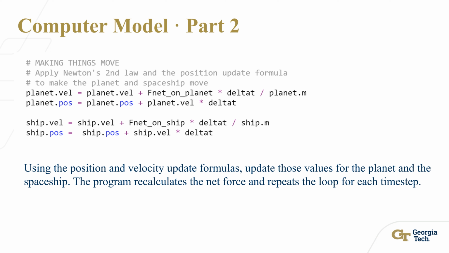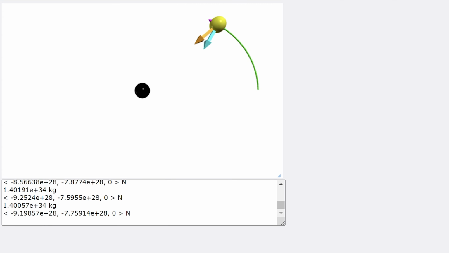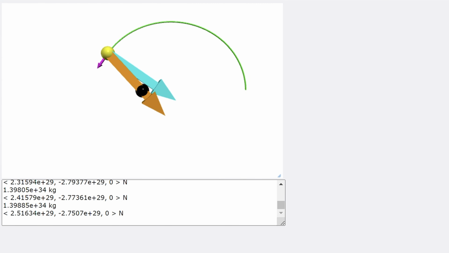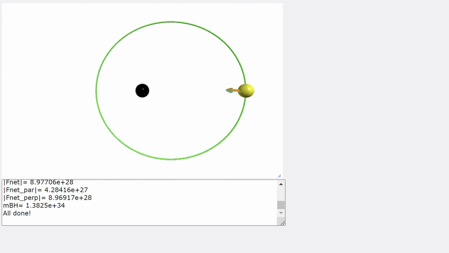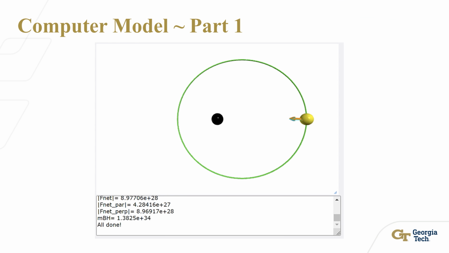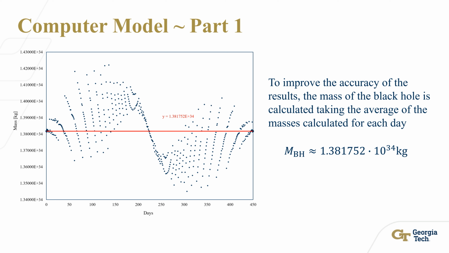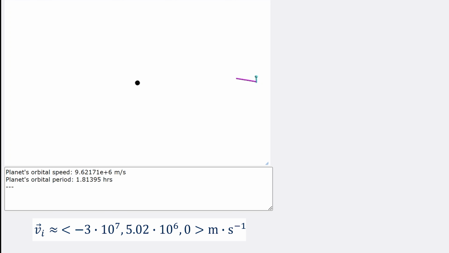Here's the simulation for part 1. Taking the force that acted on the star in the last day, the mass of the black hole was estimated to be 1.3825 times 10 to the 34. However, to improve the accuracy of the results, the mass of the black hole is calculated taking the average of the masses calculated for each day. After trial and error, this is a successful simulation for part 2.